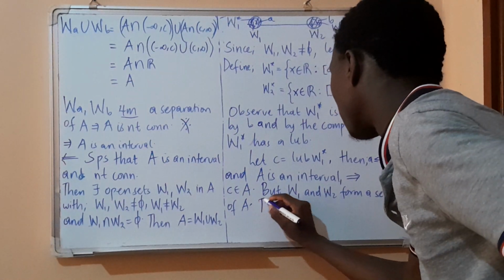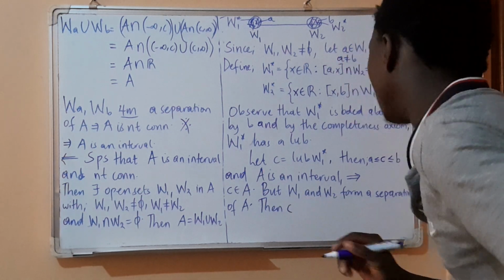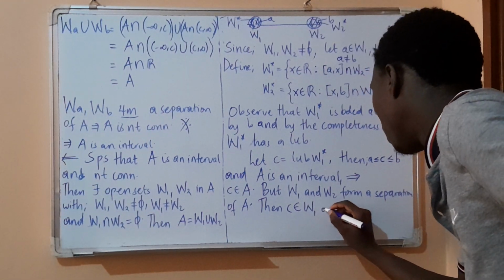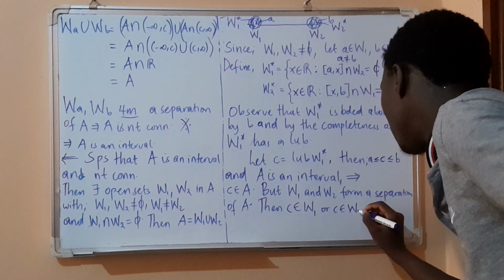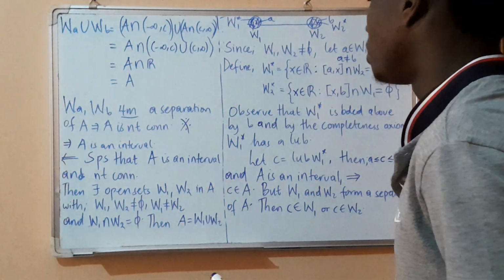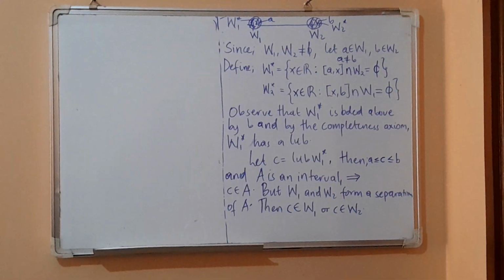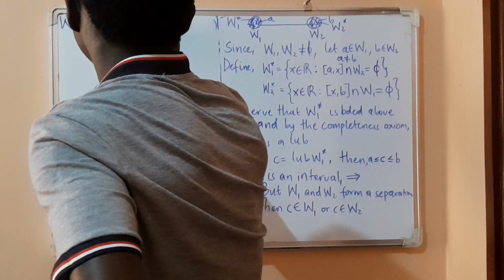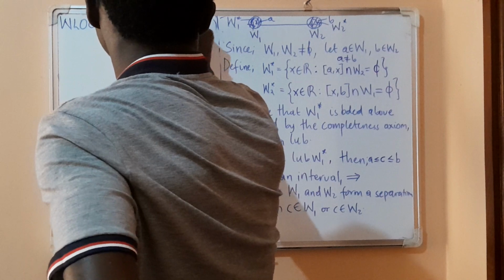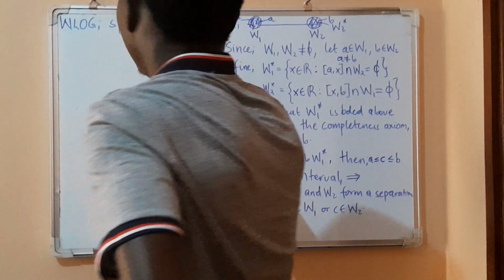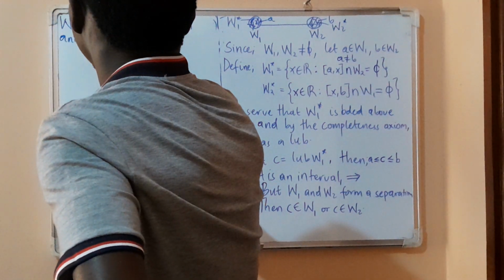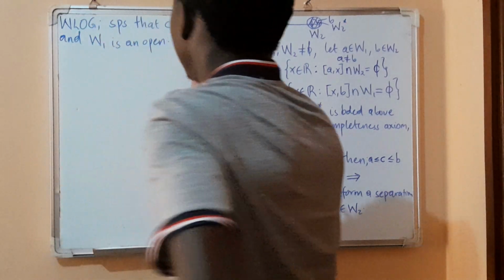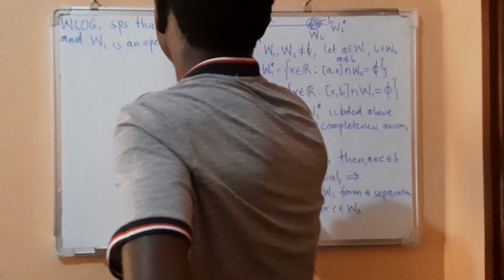So then C is in W1, or C is in W2. So without loss of generality, suppose that C is in W1 and W1 is an open set.